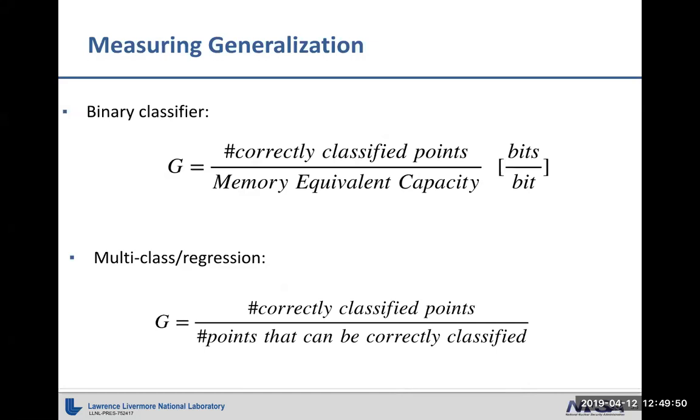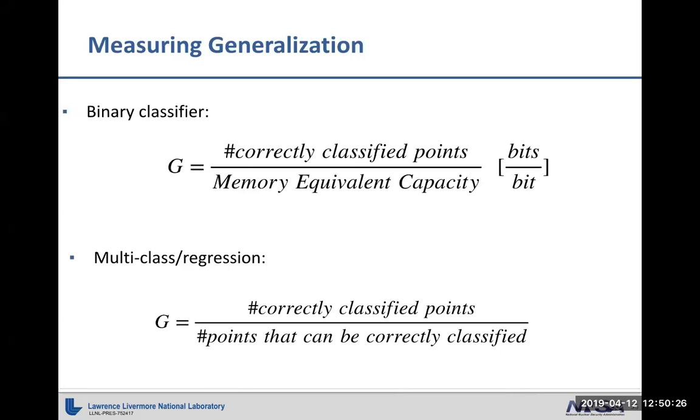You say, for a binary classifier, take the number of correctly classified points in bits, because these labels are just bits in the end of our table, divided by the memory capacity. This is nothing else but saying the number of correctly classified points by the number of points that should be able to be correctly classified by this machine learner. Now, what you want is that the number of parameters goes down and this thing goes up. So what you want is that with 5 parameters, you can classify 10,000 points, because you found the rule. So that's basically the point.